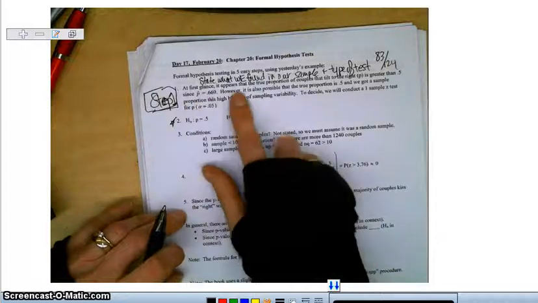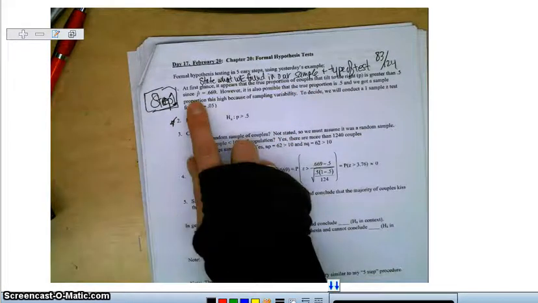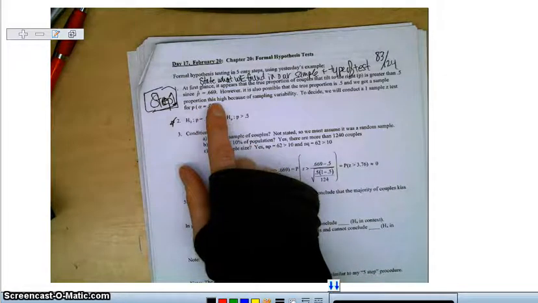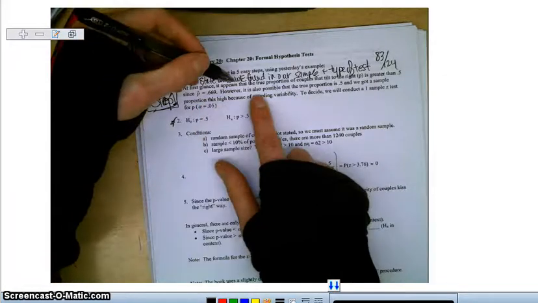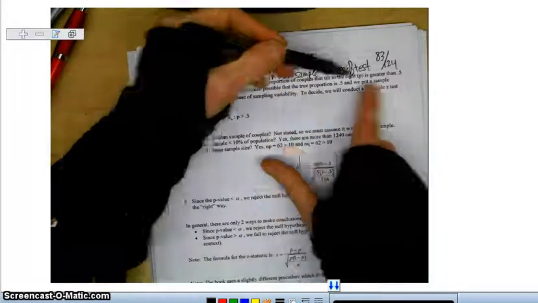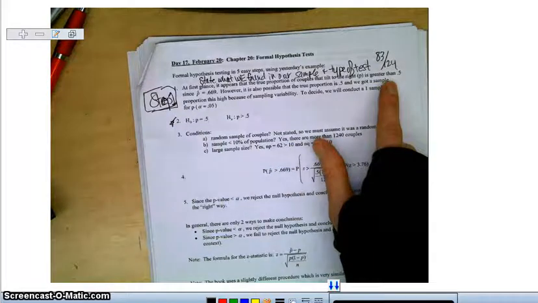So at first glance, it appears that the true proportion of couples that tilt to the right is greater than 0.5 because our sample was 0.669. That's how you'll start every hypothesis test. At first glance, it appears that it could be mean, proportion, it could be something of whatever your problem is. And it could be greater than, it could be less than, something like that.